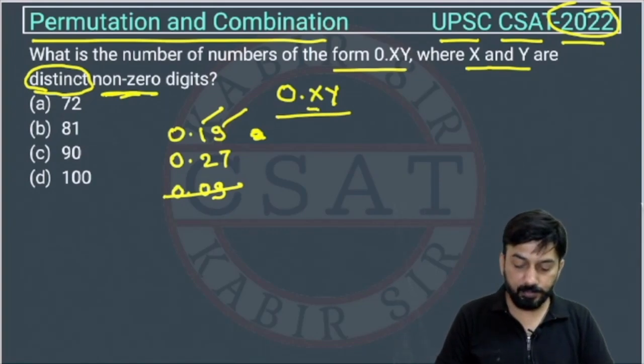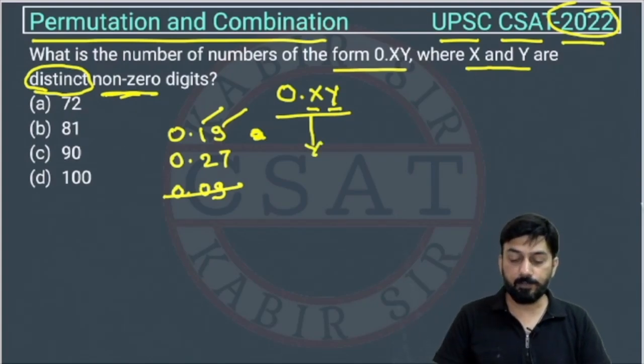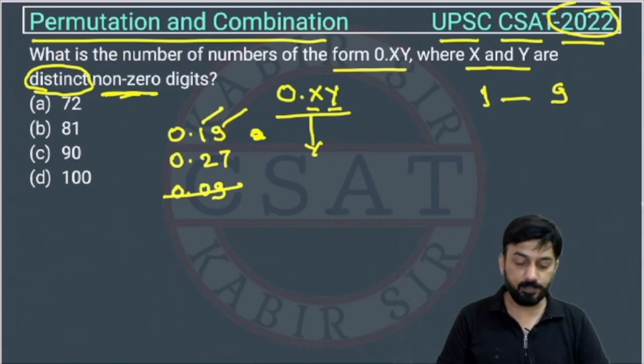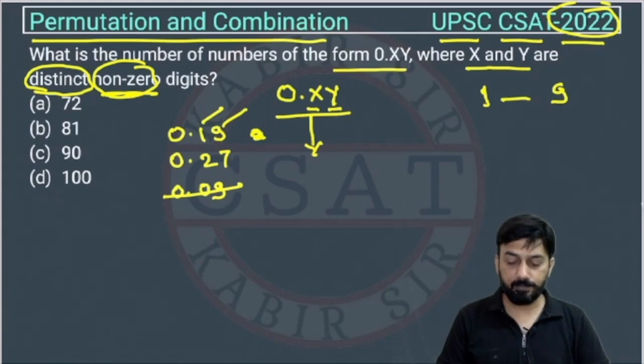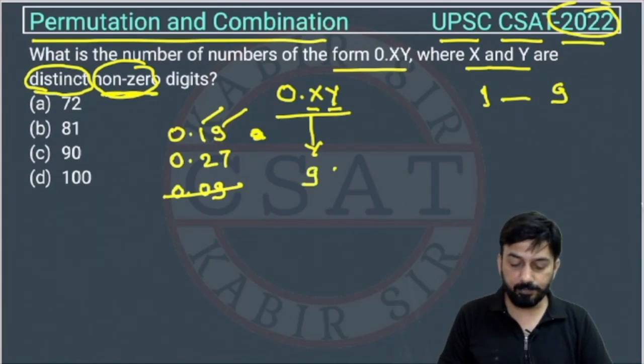So there are two places, x and y. So in x, how many digits can come? We have digits from 1 to 9. 0 we cannot consider, because this is a non-zero digit, this is given. So out of 9, any digit can come, right? So the possibilities are 9.